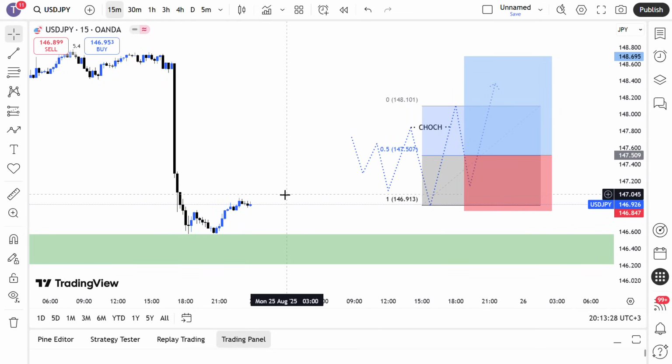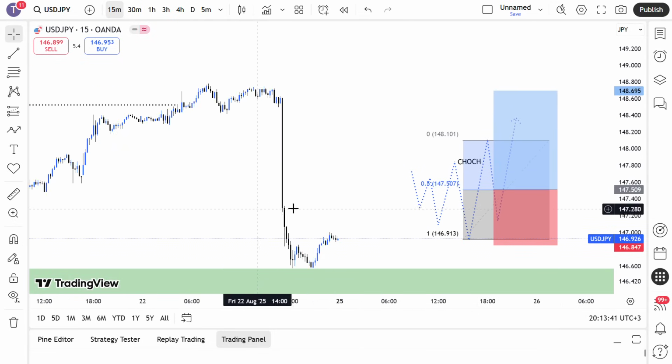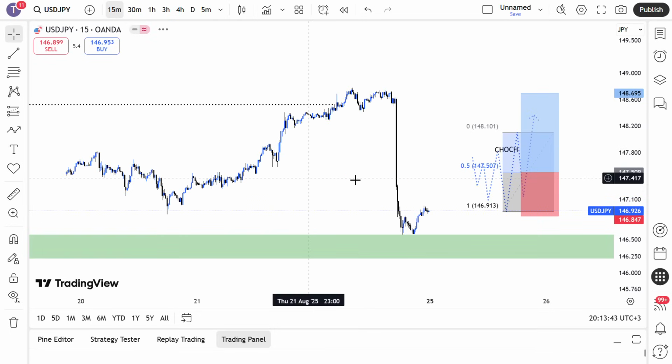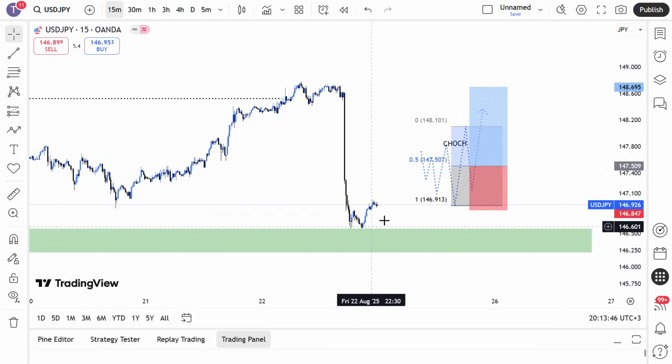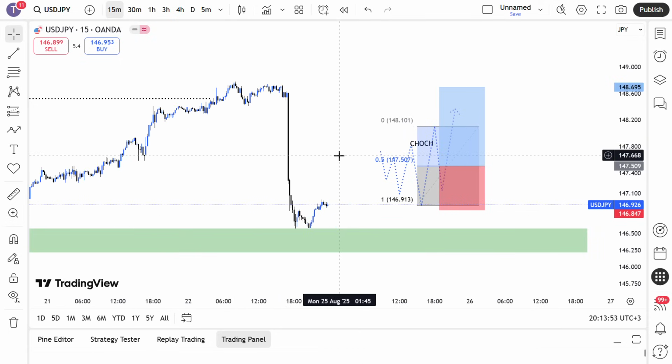and then we will have the change of character before we look for any entry. But in case price tries to push up without any confirmation, we'll be looking for buy opportunities to join the continuation to the upside. So in that case, we will be looking for buys from this area. And if we don't have a correct confirmation and the price is trying to buy aggressively without any confirmation, we just look for buying opportunities from the continuation trend to the upside.